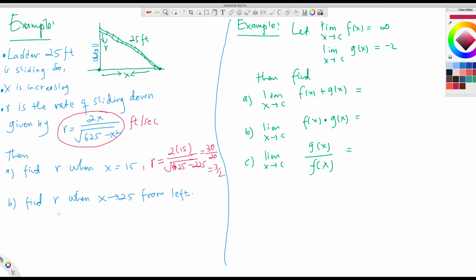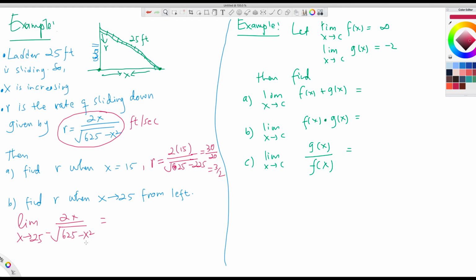Okay, next is find r when x goes to 25 from the left. When x is going to 25 from the left, how much would r be? So it is asking for the limit as x tends to 25 from the left of 2x over the square root of 625 minus x squared. So what do you think? So x is going to 25 from the left, meaning from values smaller than 25, right?